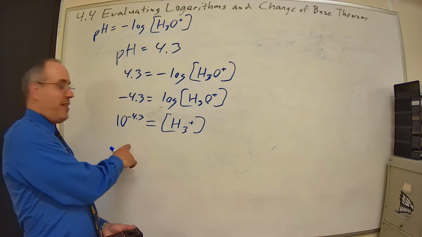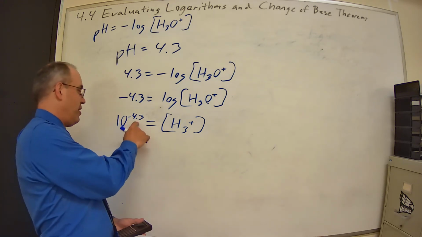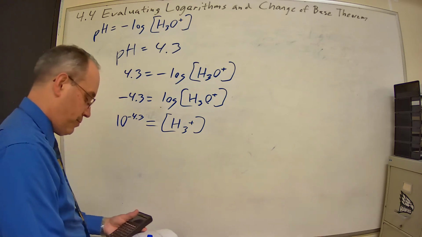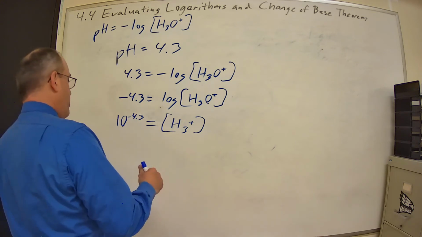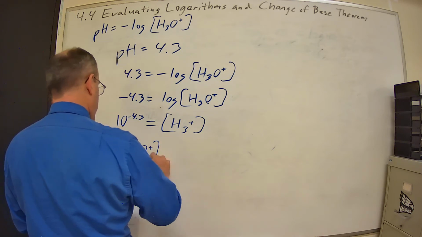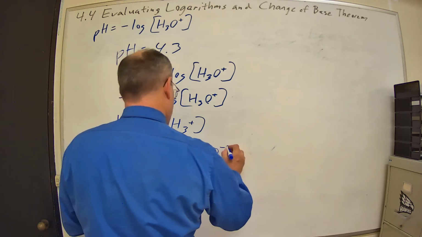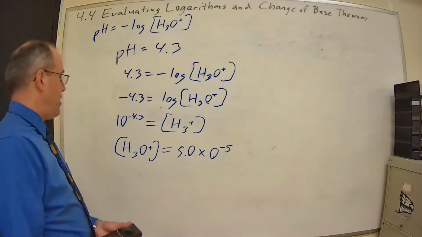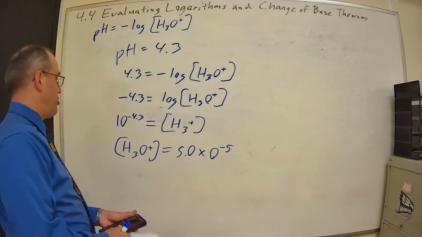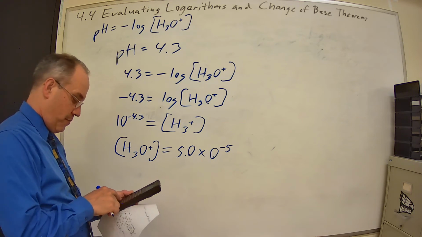Unfortunately, we can't just leave it like that, 10 to the negative 4.3, because that's not scientific notation. Scientific notation has a whole number there. So we're going to have to plug that into our calculator. And if we do so, we find out this hydronium ion concentration is equal to 5.0 times 10 to the negative 5. So that's just plugging 10 to the negative 4.3 into your calculator. And just to show you that it works, I'll plug it in there. 4.3 negative. Where's my key?